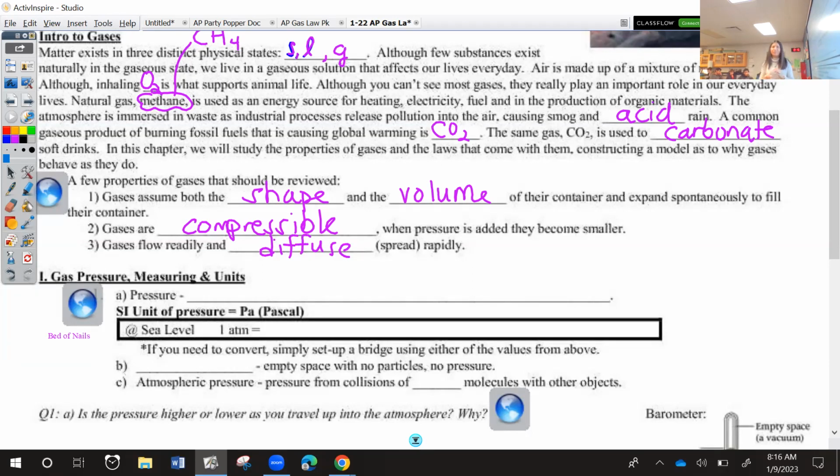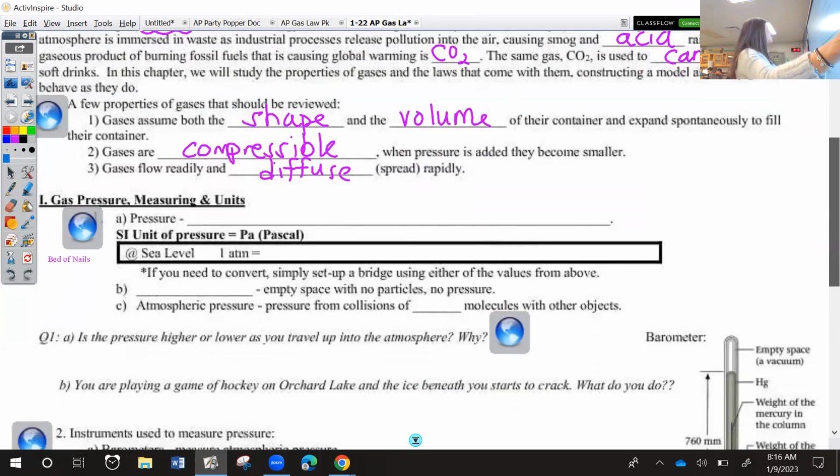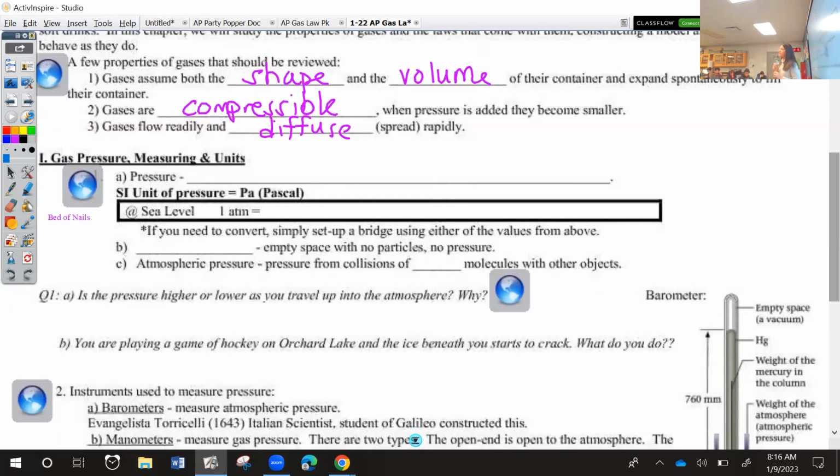Gas pressure. If I were to ask you what the equation is for pressure, I want you to think about somebody adding pressure on you. If somebody added pressure on you, what would they be doing? Possibly pushing. I like it. There's a certain amount of force that's being applied per unit area.